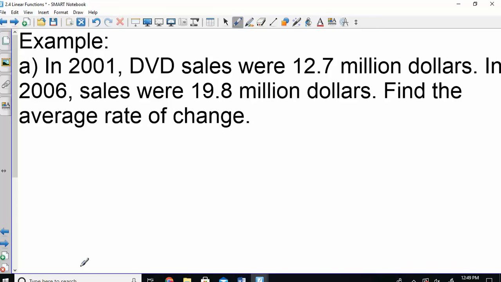So in 2001, DVD sales were $12.7 million. In 2006, sales were $19.8 million. Find the average rate of change. So I'm asking you for a slope. To find slope, I need two ordered pairs. So the first one, my year is 2001, and the sales were 12.7.